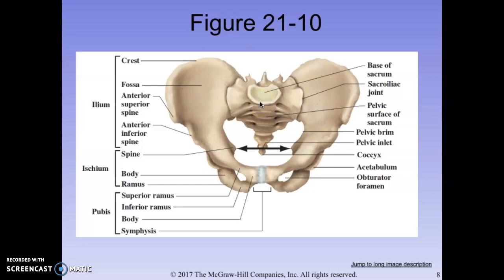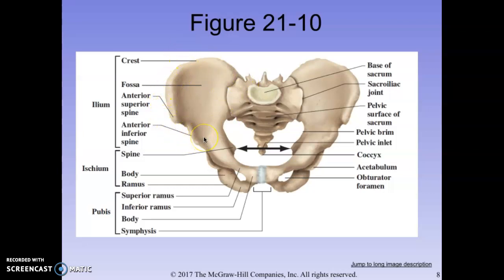Okay, so the sacrum is important because it articulates with this big bone, the ilium. Okay, and the ilium, it's part of your hip, but it's part of your pelvis too. Okay, so this joint that it creates right here is called the sacroiliac joint. Sacrum, ilium, sacroiliac joint. Okay, and that's going to be important when we talk about some of the spots where the muscles attach. Okay, so then this is the ilium right here.